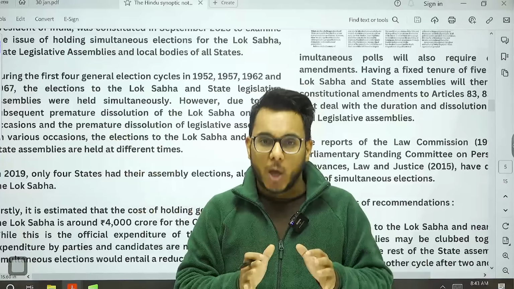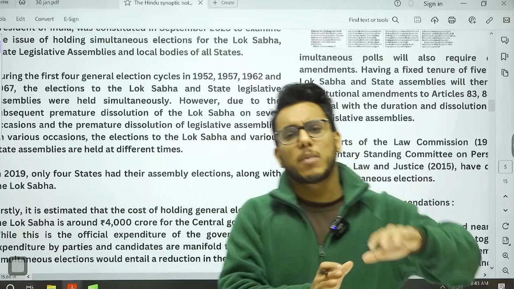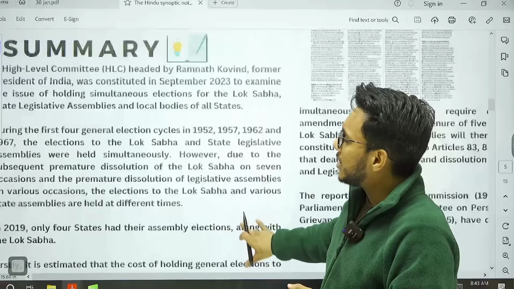Now, we see that every year, one or another state legislative assembly is having its election. In 2024, parliamentary elections are coming. So every year there is some state at election or Parliament going to election. So it has been said that India is constantly in election mode, and there are a lot of challenges because of this. Therefore, the idea of simultaneous election is being explored.